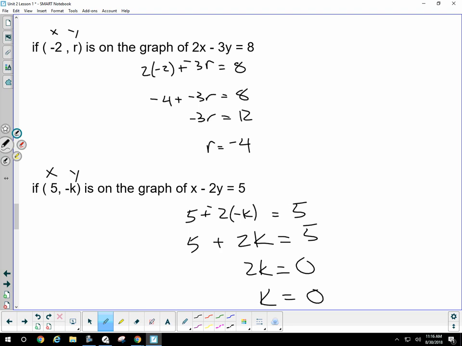Does that mean no solutions? No. 0 is a number. It has feelings too.